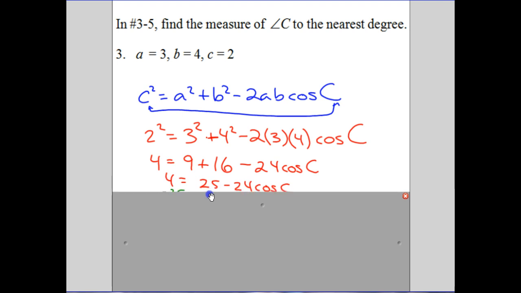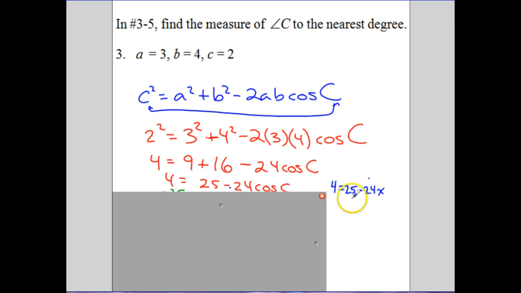At this point, this is the place where the students potentially make a mistake. They see 25 minus 24 and they want to write 1. Let me give you a similar situation to try to clear that up for you. Okay, over on the right here I've written a very similar equation. 4 equals 25 minus 24x.